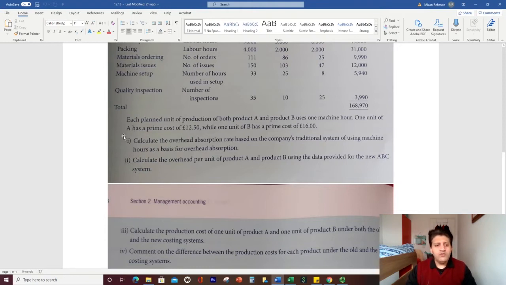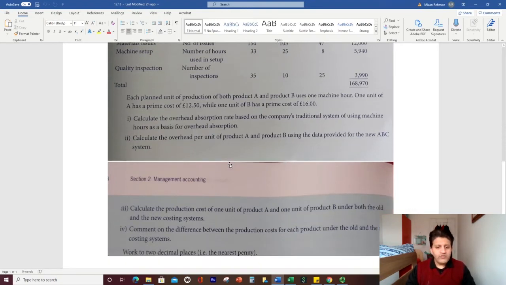One unit of A has a prime cost, which is direct labor and direct material, of £12.50, and 1 unit of B has a prime cost of £16. There are 4 different requirements. 2 are relevant to absorption costing and 2 are relevant for activity-based costing.